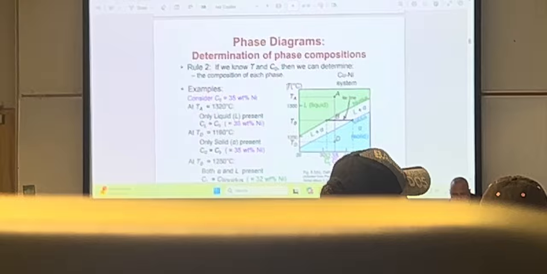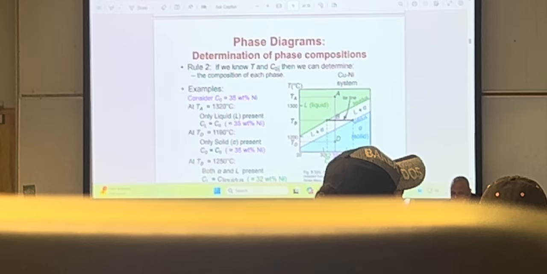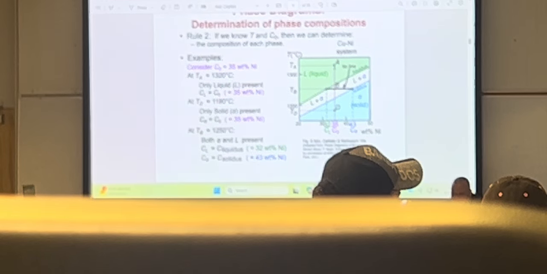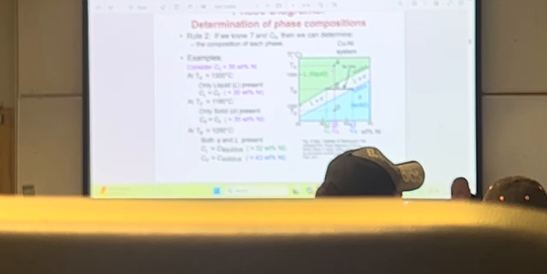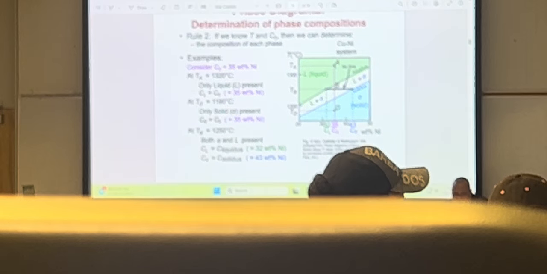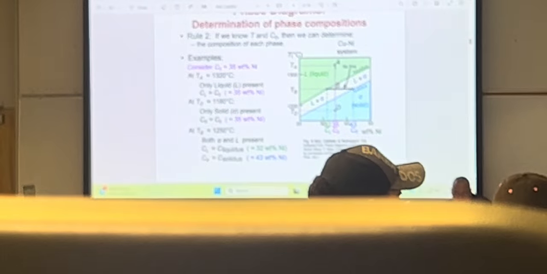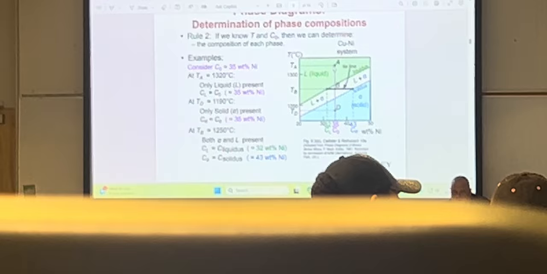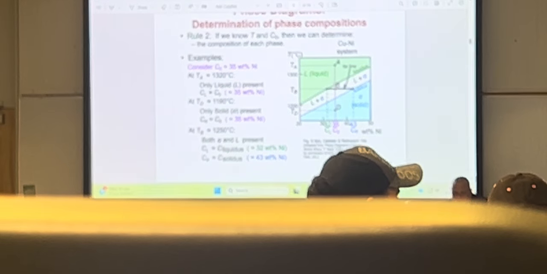Rule number 2. If we know temperature and the initial composition, we can find out the composition of each phase using the lever rule. Okay? Let's say we are taking 35% nickel alloy. At 1320 degrees C, at the point A, what phases do we have? Just the liquid. And what's the composition? 35% nickel.